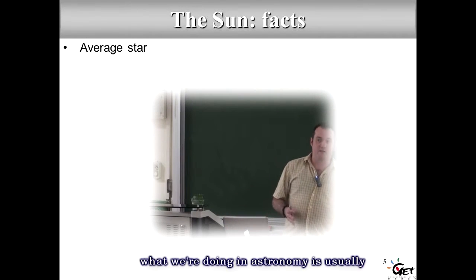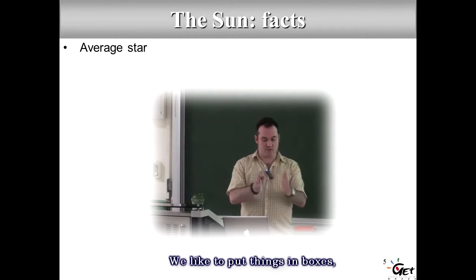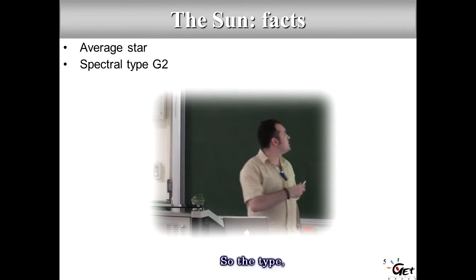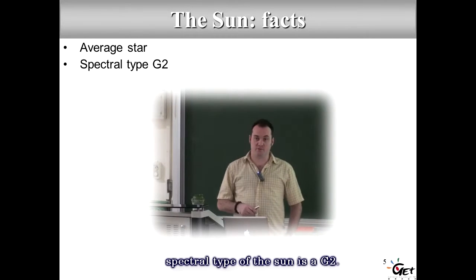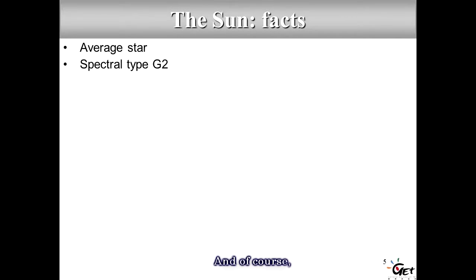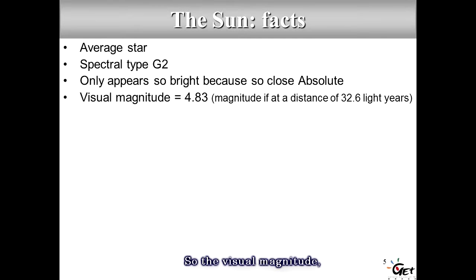What we usually do in astronomy is make catalogs. We like to put things in boxes, order them very well, and study their properties. So the spectral type of the Sun is G2. And of course, the Sun is extremely bright, but it's just because it's very close to us. In absolute terms, it's not extremely bright. So the absolute visual magnitude, if you remember when we were talking about magnitudes, is 4.83.